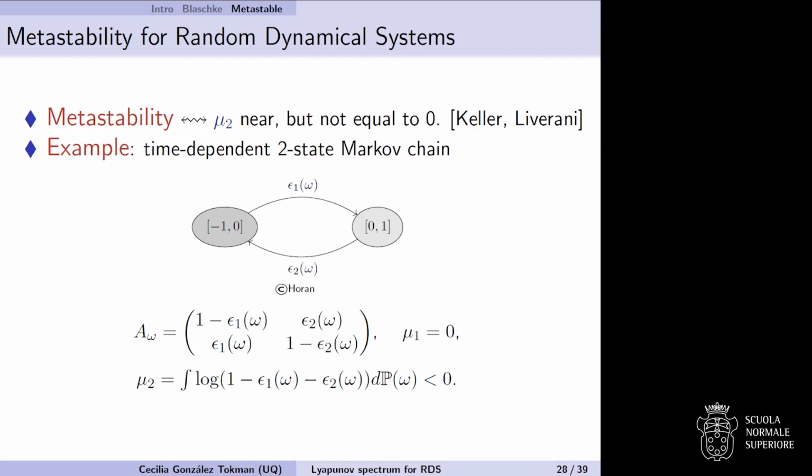And by looking at the determinant, we can get exactly that the second Lyapunov exponent is given by this integral of log of 1 minus epsilon1 minus epsilon2, which of course, if epsilon1 and epsilon2 are small and close to 0, but not equal to 0, gives us this metastability.